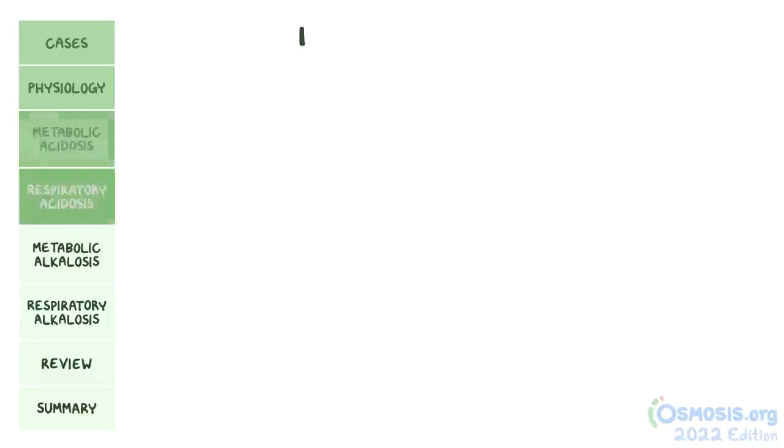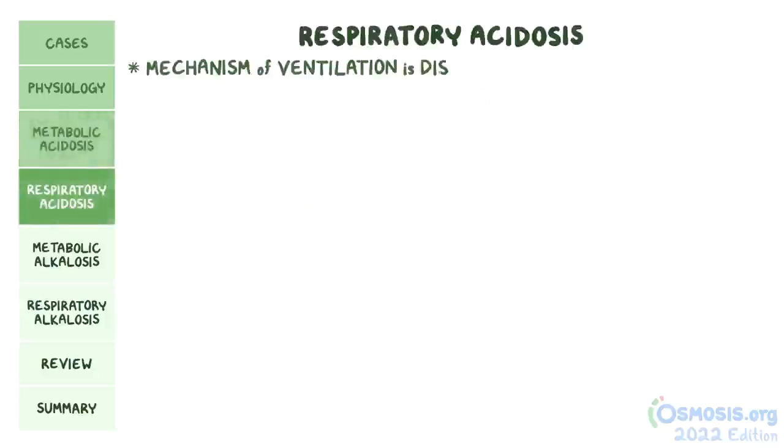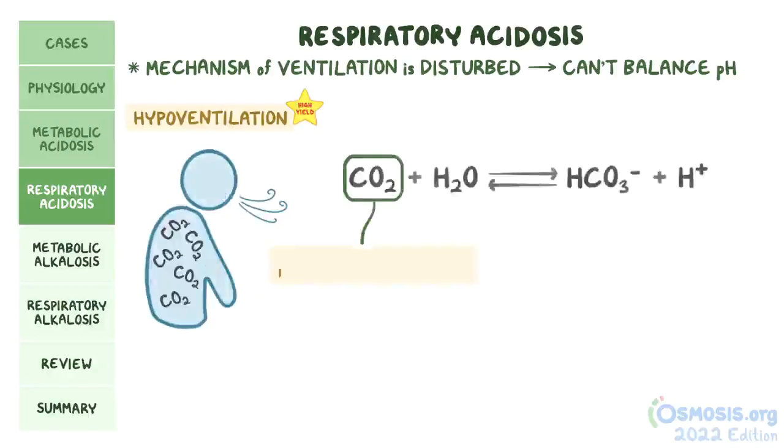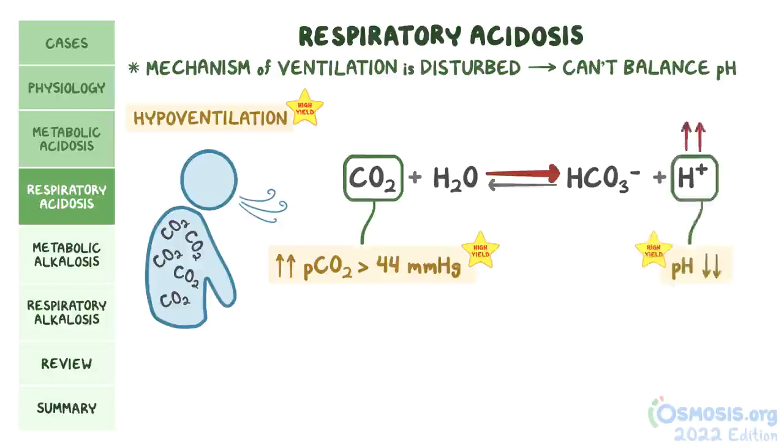Let's now move on to respiratory acidosis, where the normal mechanism of ventilation is disturbed and is inadequate to balance the pH. The high-yield concept here is that this is a result of hypoventilation, which leads to the accumulation of CO2. So the main problem here is the rise in PCO2, usually above 44 millimeters of mercury. As a result, more hydrogen ions are produced and pH levels decrease.